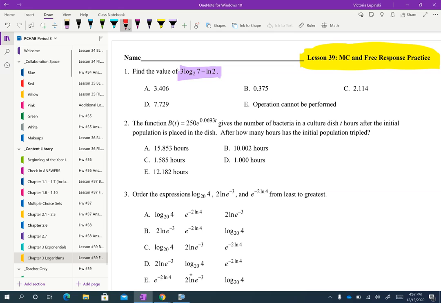So I want to point out here that log base 2 of 7, that is the change of base formula. And in order to calculate log base 2 of 7, you would have to do the log of 7 divided by the log of 2. Once you did that calculation, you would multiply it by 3, and then you would subtract the ln of 2.